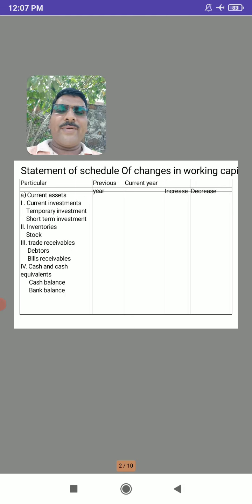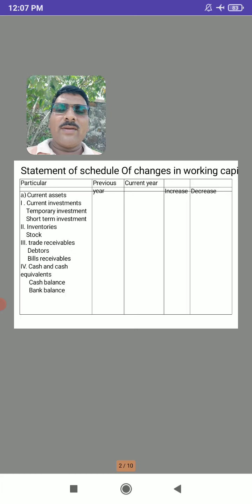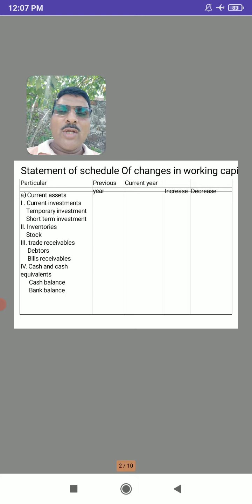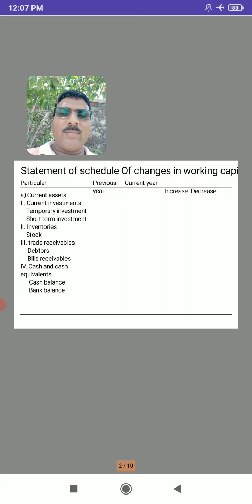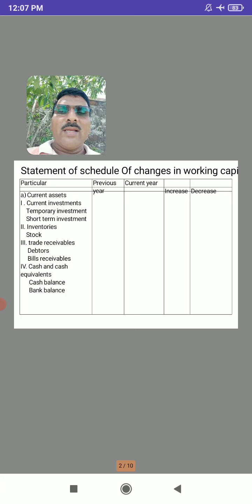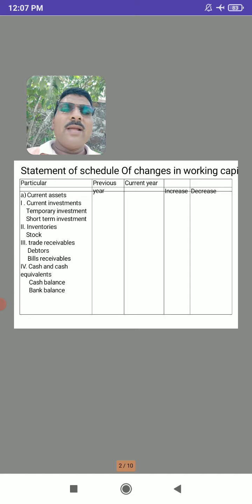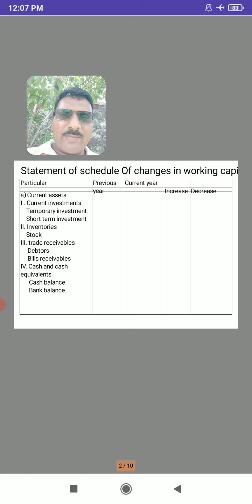In that, first, current investment: temporary investment and short term investment. These are the types of investments which are used under current assets. There are two important investments, one is temporary and the second one is short term investment. From the given problem, first you have to take current investments, and under that write temporary investment and short term investment. Take the previous data from the previous balance sheet and the current year data from the current year balance sheet, and then compare whether there is an increase in the value of investment or not.